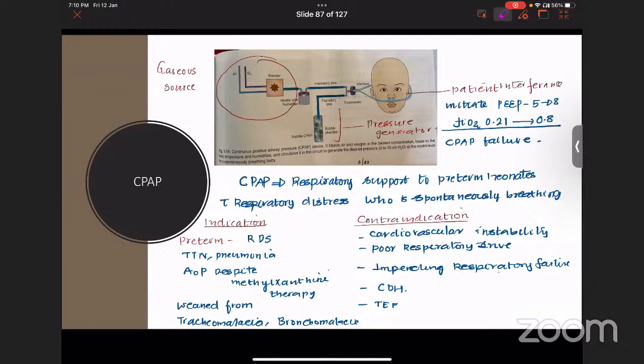Okay. So CPAP is nothing but a respiratory support to preterm neonates with respiratory distress who are spontaneously breathing. So what are the indications you give? What you should know in CPAP is that you have a gaseous source which will give both oxygen and air, and it should be blended in a mixture, and this will give a proper, recommended ratio of oxygen to the baby to avoid hyperoxia. You should always avoid hyperoxia.